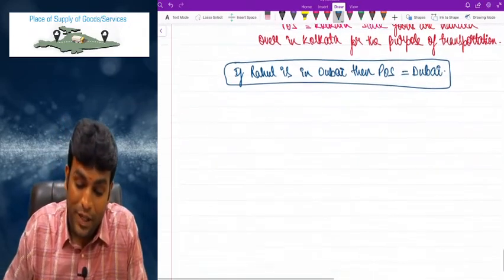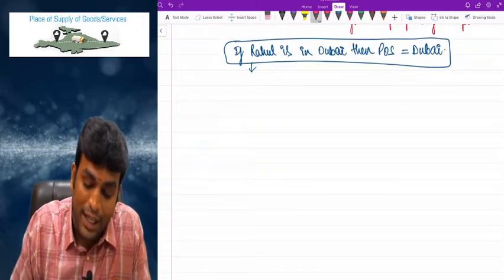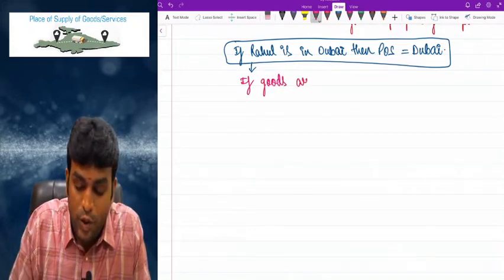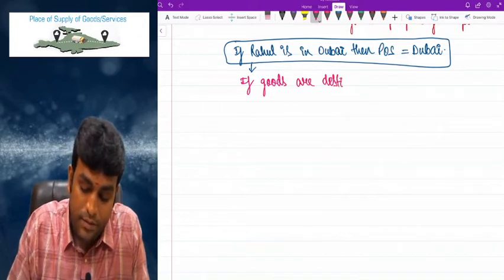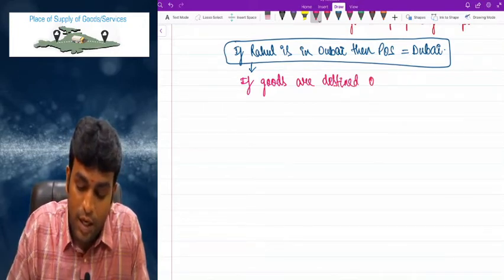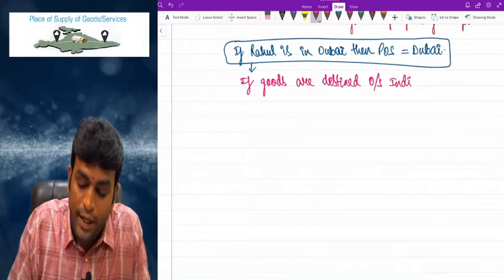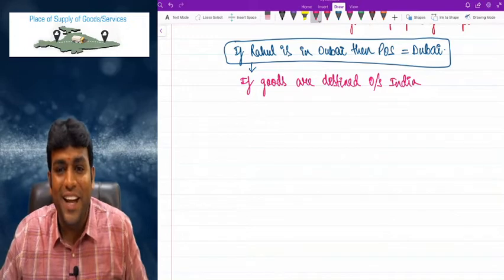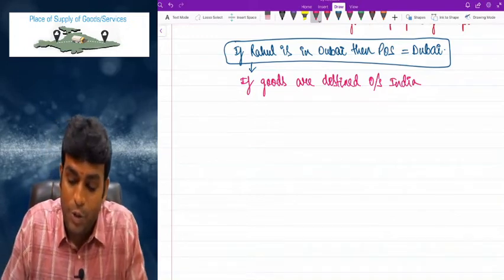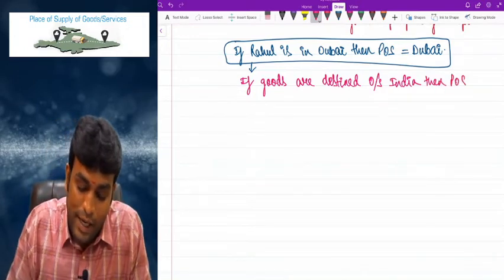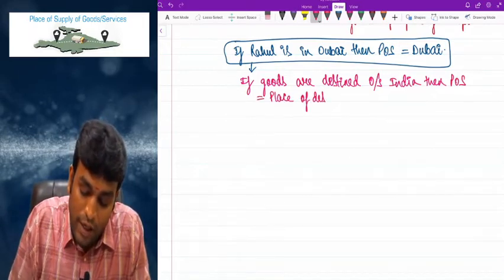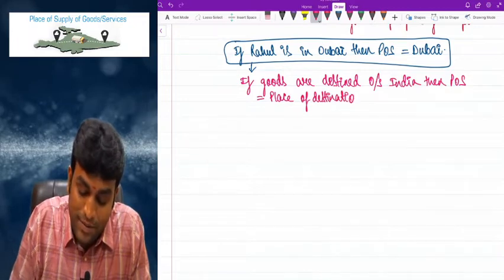So what they told, my dear friends, one special point they told is something like this. If goods are destined outside India, that means goods are going outside India, then place of supply would be the place of destination of such goods.